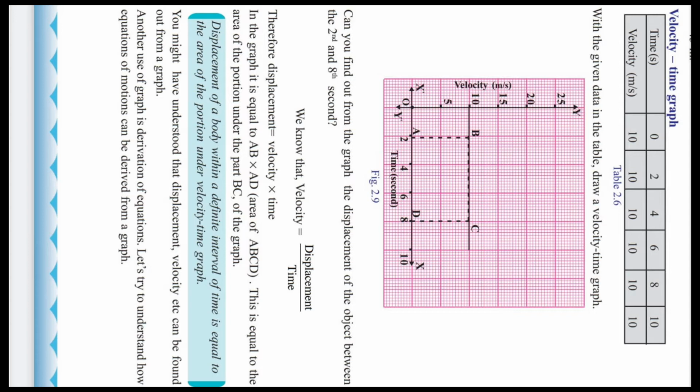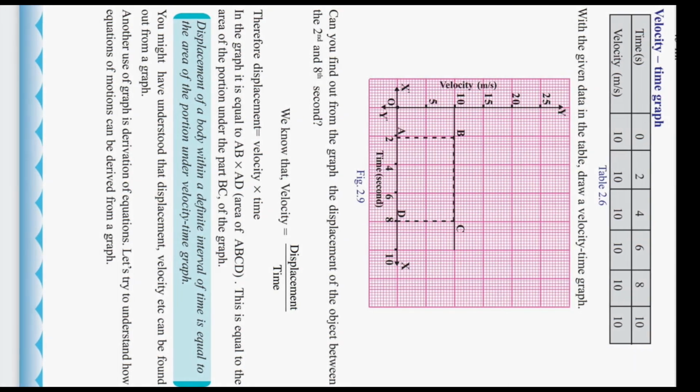So, it is very important that you understand that. You must understand that the displacement of a body within a definite interval of time is equal to the area of the portion under the velocity time graph. From this graph, you can understand that the area under BC is the area of ABCD. Actually, that is the displacement of the object. Okay.